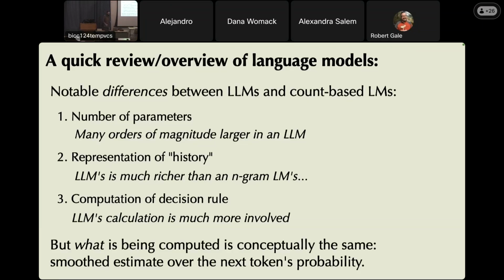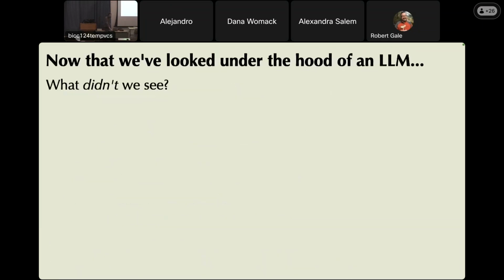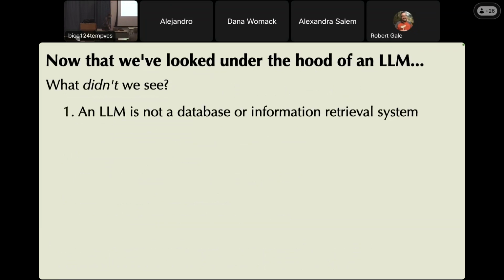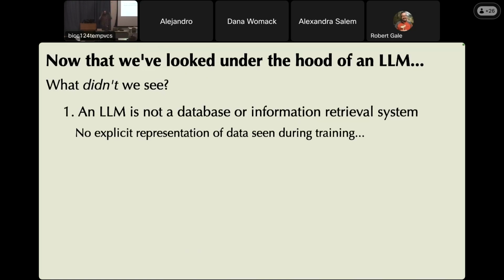And so that's a really important thing to keep in mind, because now that we've looked under that hood, what don't we see? Not a database, not an information retrieval system, right? What I mean by that is there's no explicit representation of that data. If you look inside a relational database or inside a count-based LM, what we see is it has an explicit representation of what it knows, right? A relational database has tables of facts in it. An IR system has an index of words that occur in documents together, right? Explicitly and formally.